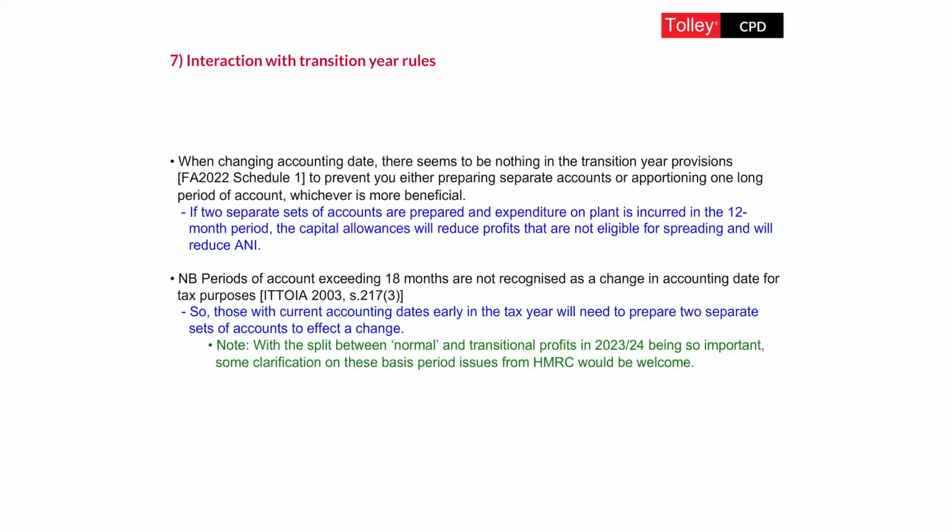It would perhaps be useful to have some clarification on that from the Revenue, and perhaps they might even consider some sort of easement, considering that section 217 restriction, so that those who currently have an April year end would have as much flexibility in dealing with the change to tax year basis as those who, for instance, have a December or a January year end, but we haven't heard anything like that yet.